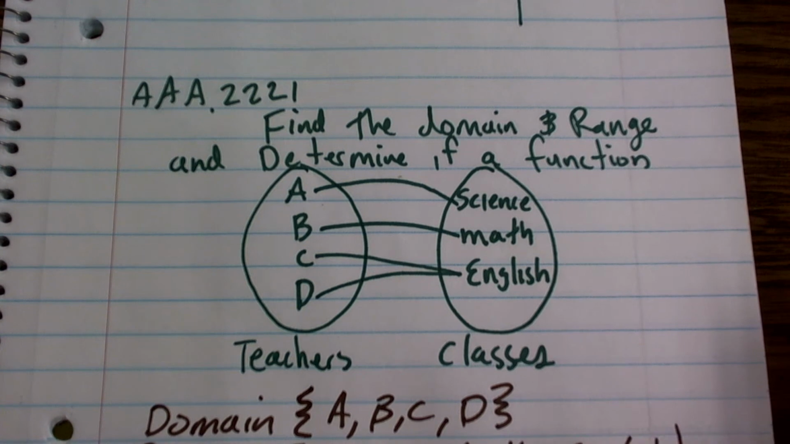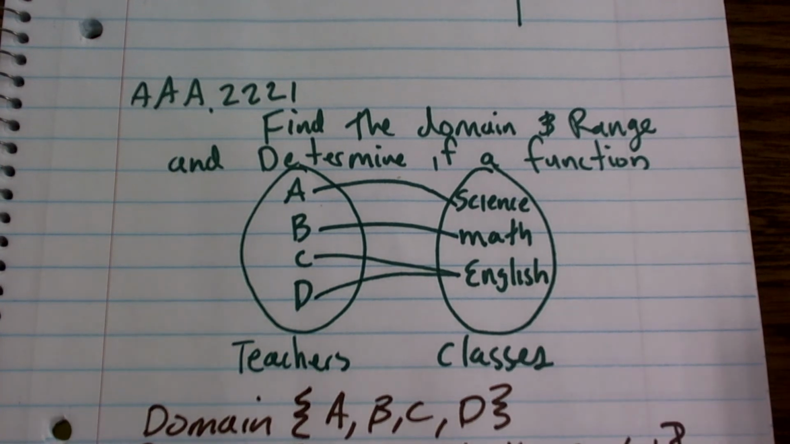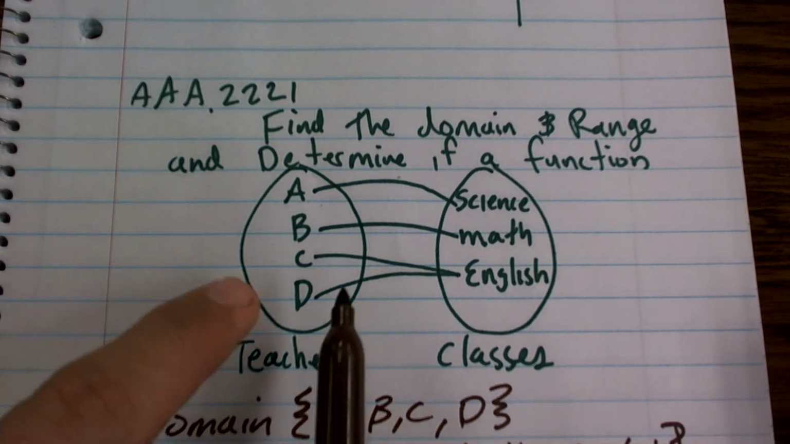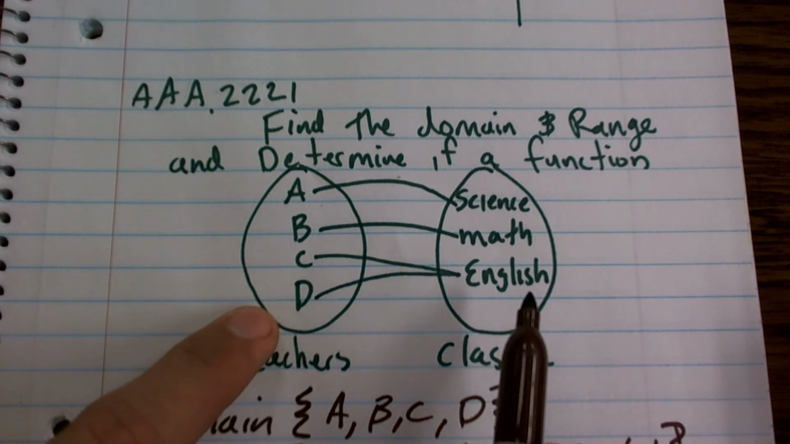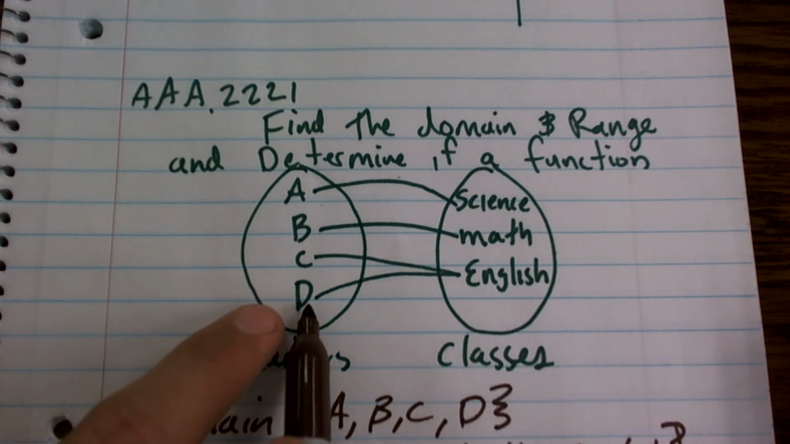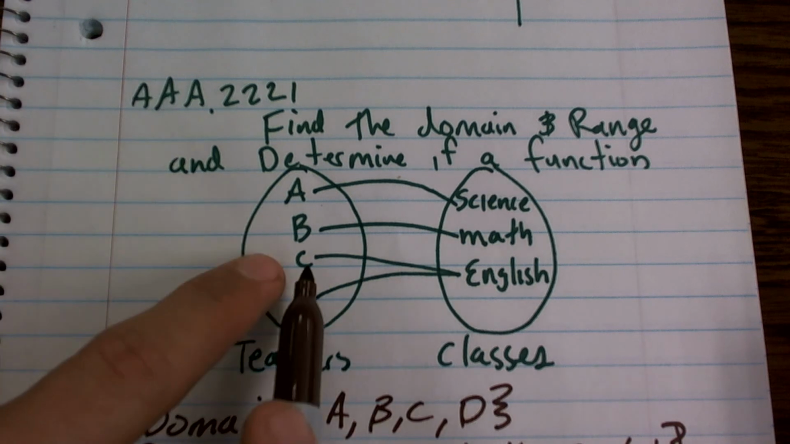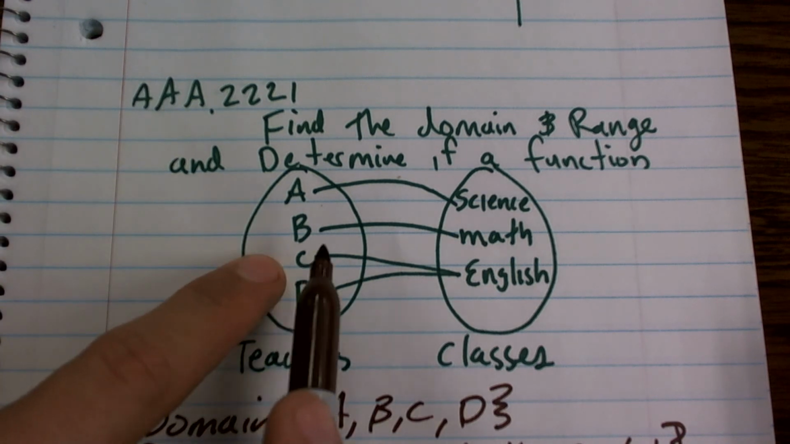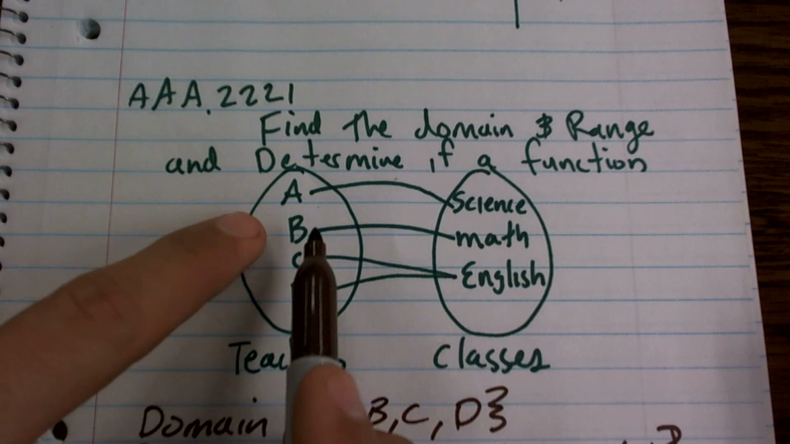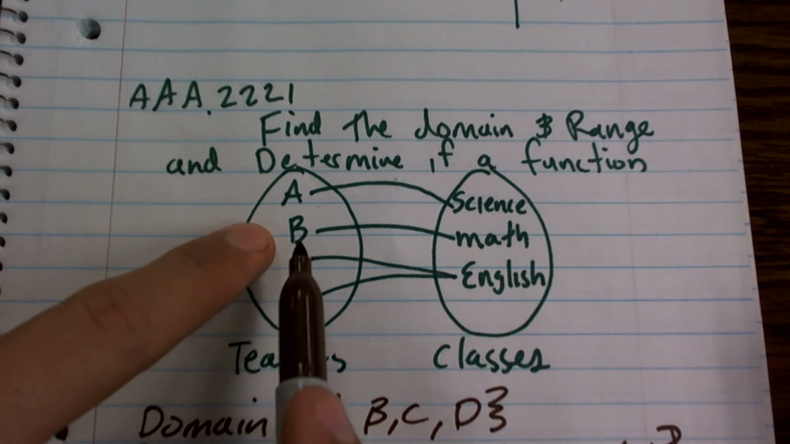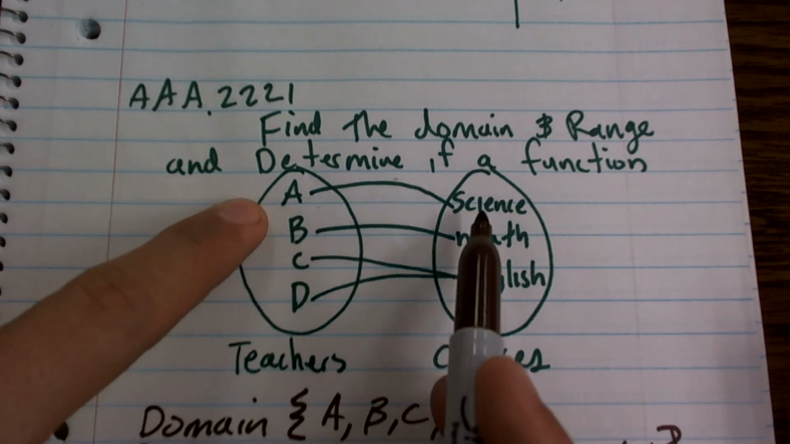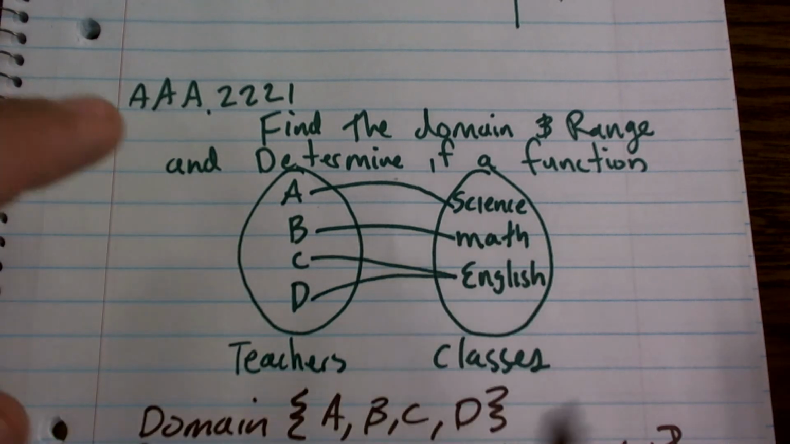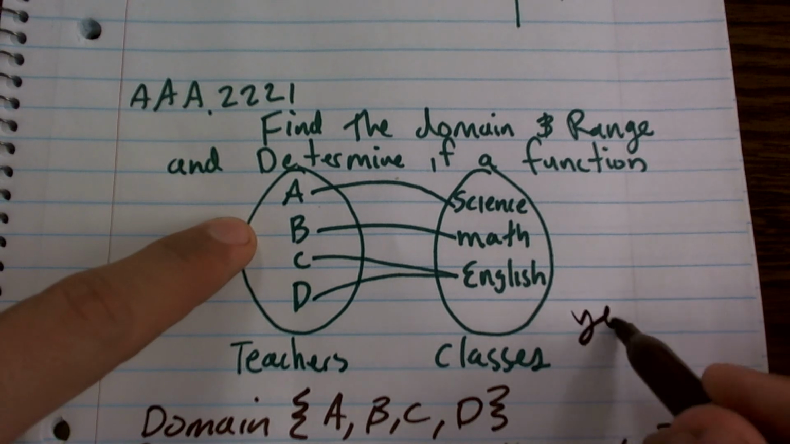Okay, so remember the definition: each element in your domain has to map to exactly one element in the range. So does D go to one element in the range? Yes, teacher D teaches English. Does C map to one element? Yes, teacher C also teaches English. Does B map to one element? Yes, teacher B teaches math, and teacher A only maps to one element, science. So yes, this is a function.